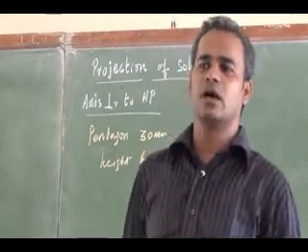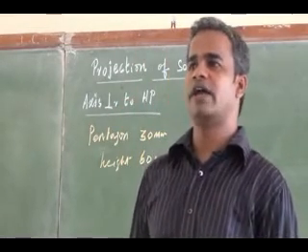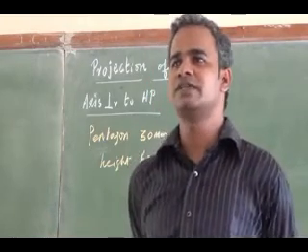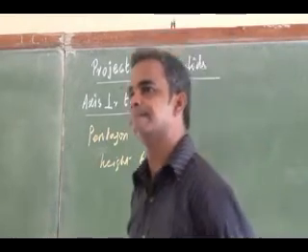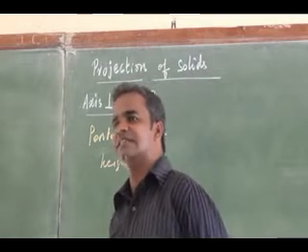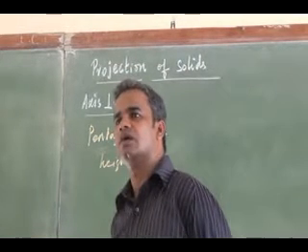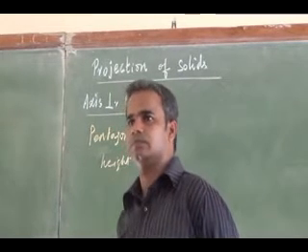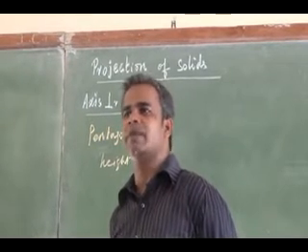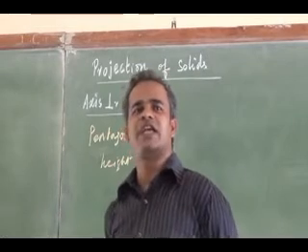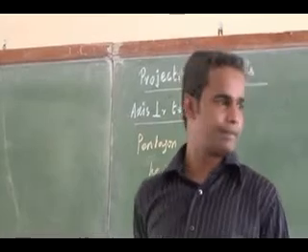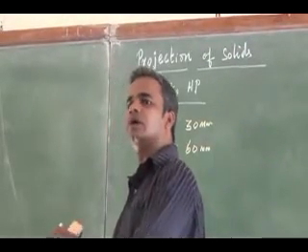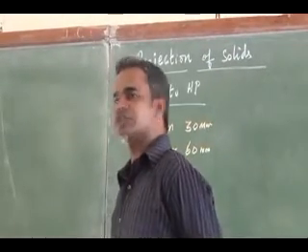An axis height 60 mm is resting on HP with its base, such that the edge of the base is 20 degree inclined to VP. Draw the projections of the pyramid.